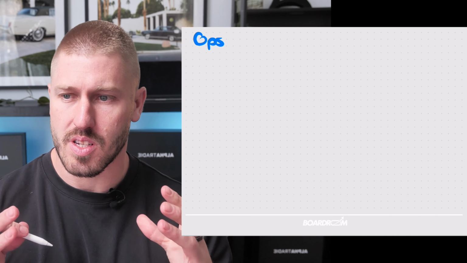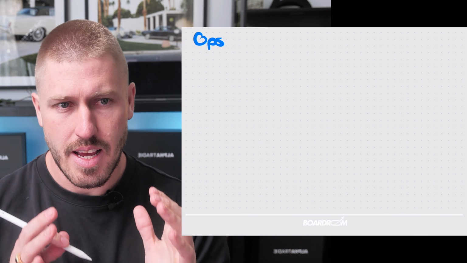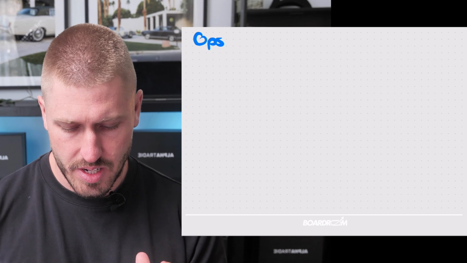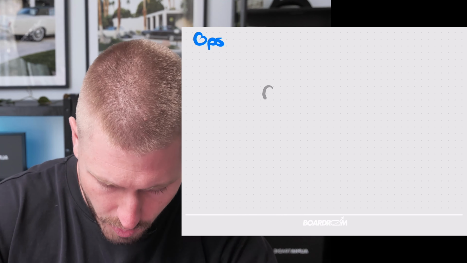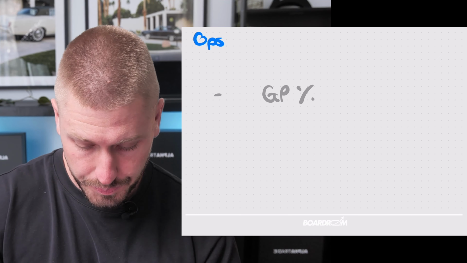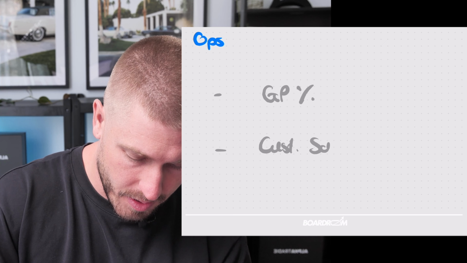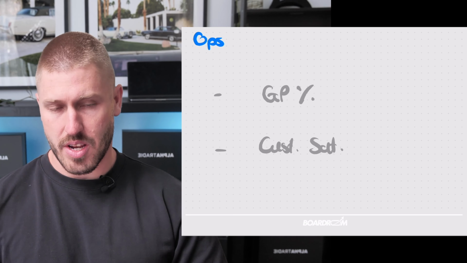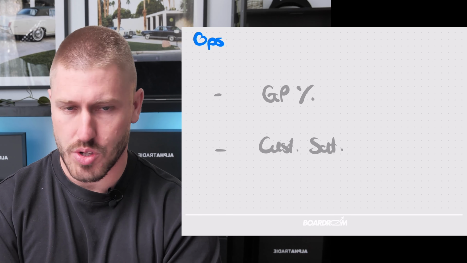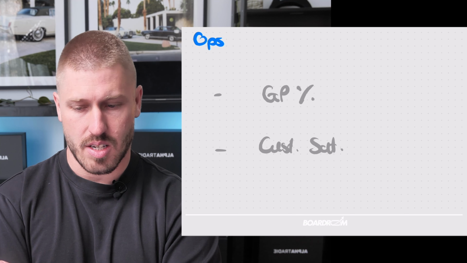Yes, different businesses will have slightly different marketing and sales KPIs. However, operations tends to be very similar and heavily focused around gross profit margin as our first, and our second is customer satisfaction. However we measure that customer satisfaction, if we're doing home services, then our Google reviews is a fantastic way to measure our customer satisfaction.